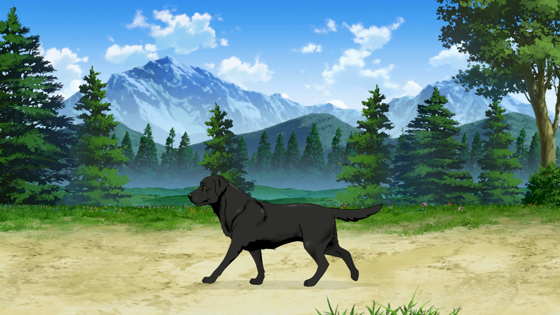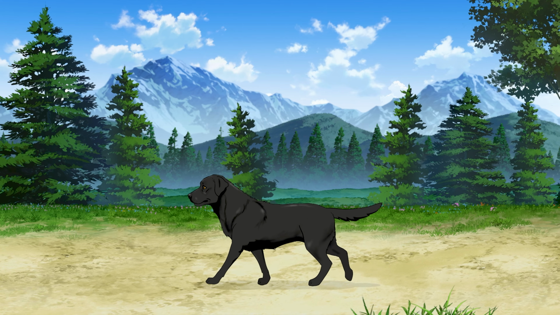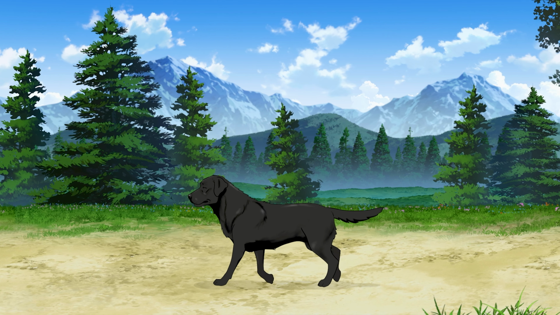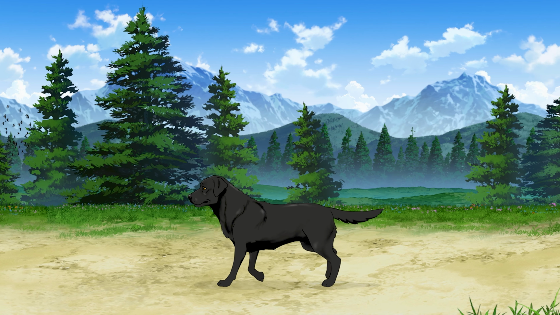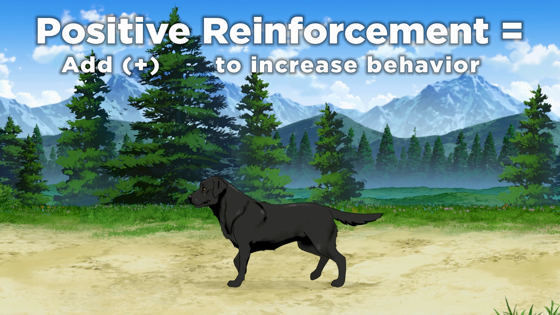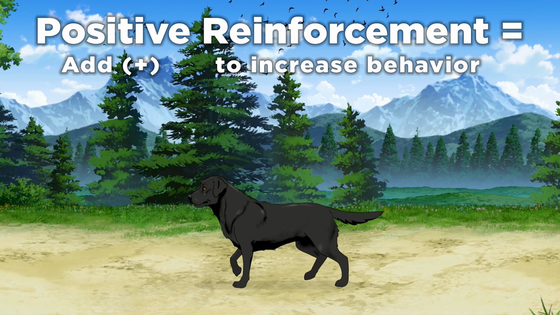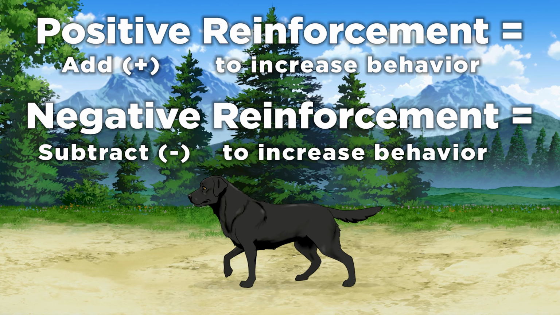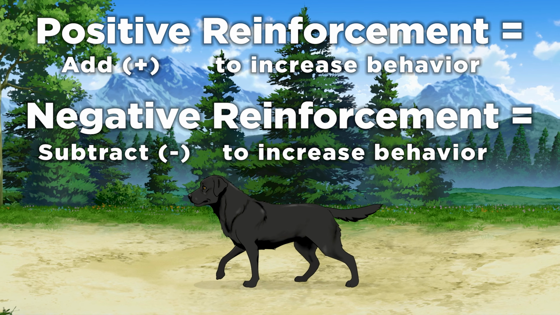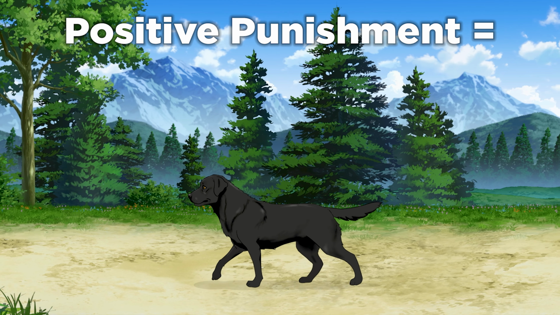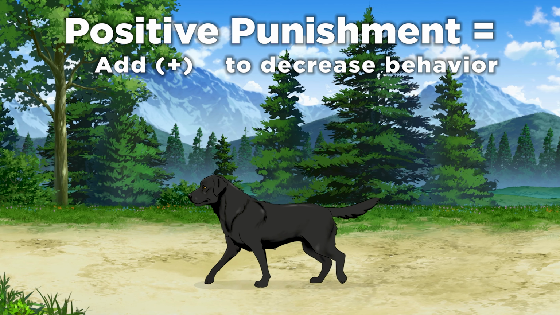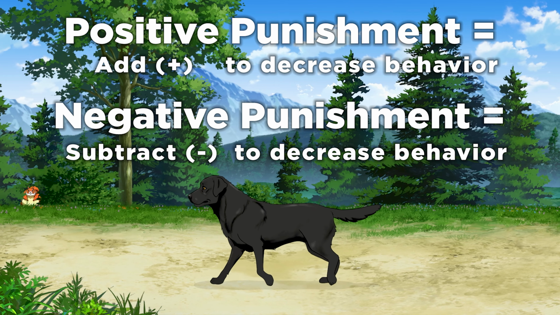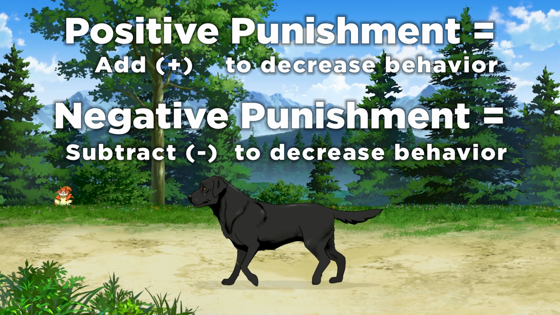So, reinforcement is increasing behavior. Punishment is decreasing behavior. Positive is addition, negative is subtraction. So positive reinforcement is adding something to the situation to increase a behavior. Negative reinforcement is removing something from the situation to increase a behavior. Positive punishment is adding something to the situation to decrease a behavior, and negative punishment is removing something from the situation to decrease a behavior.